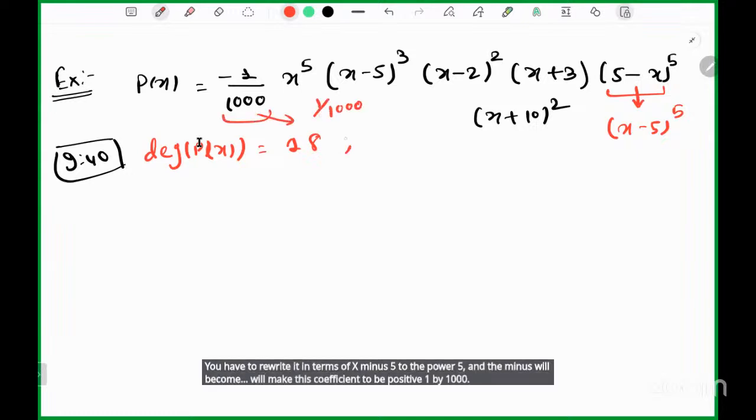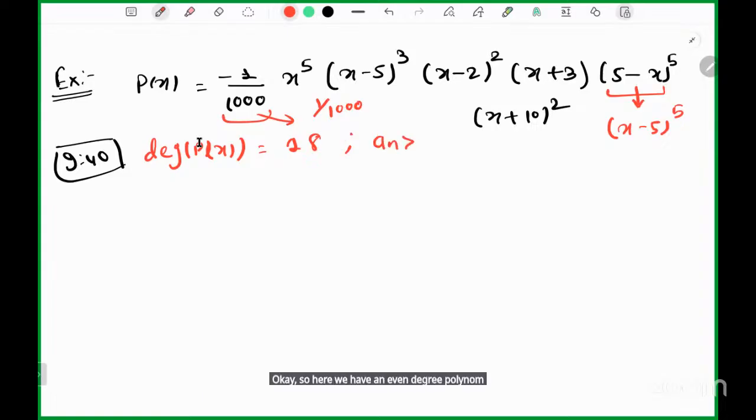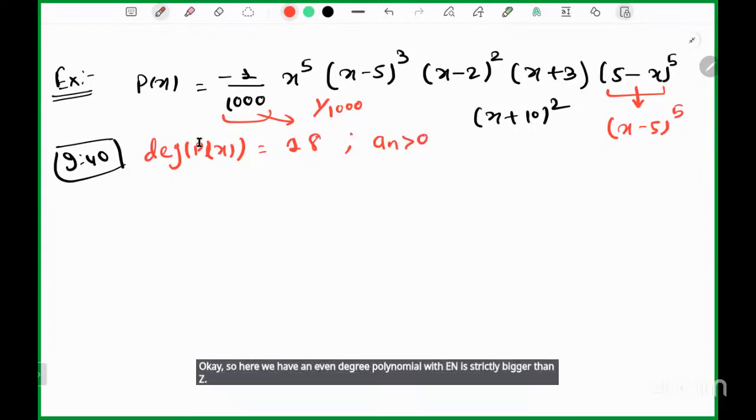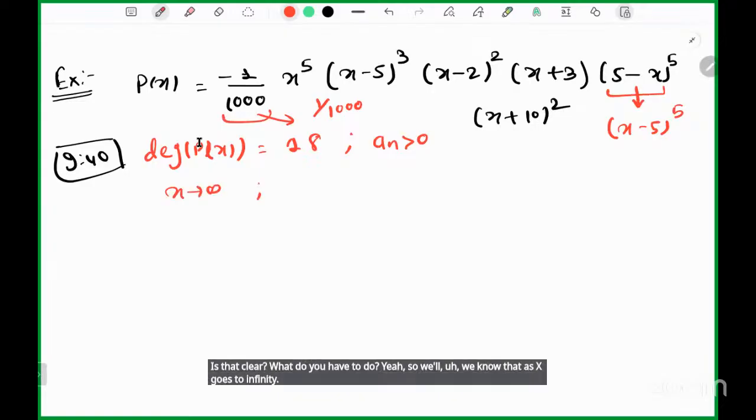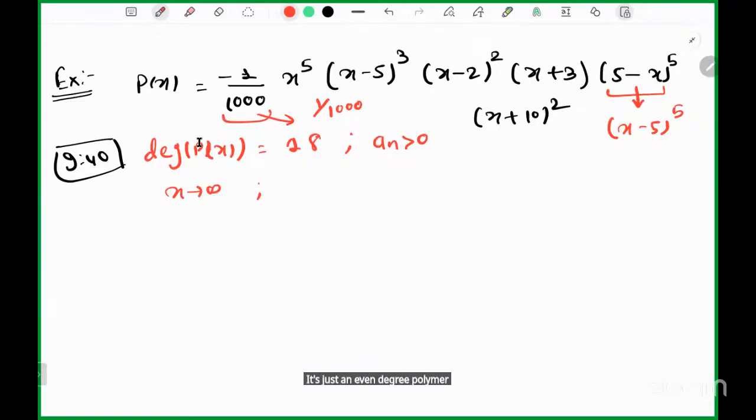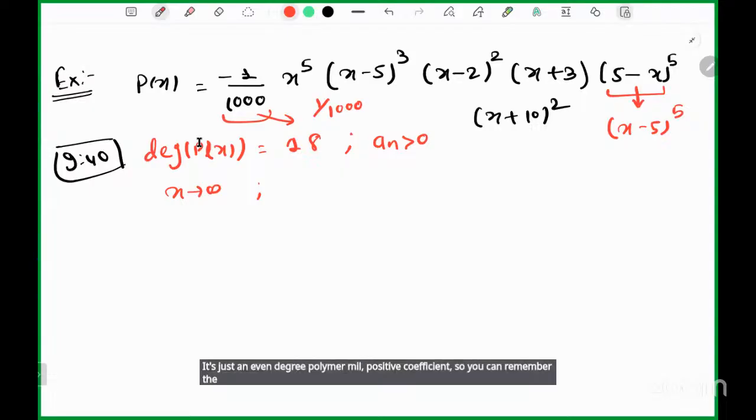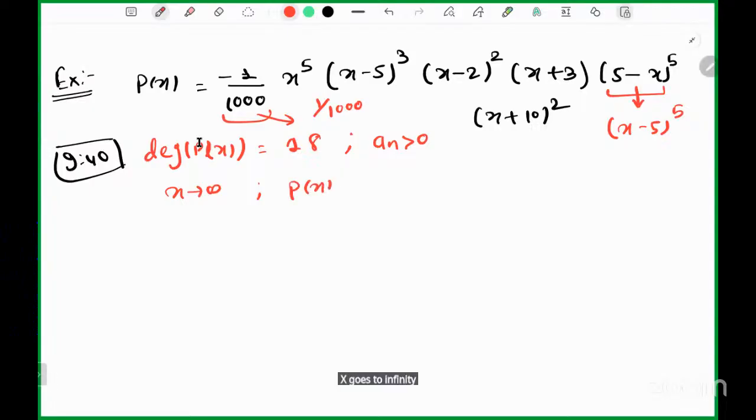Right. So here we have an even degree polynomial with n strictly greater than 0. Is that clear? So we know that as x goes to infinity, it's an even degree polynomial with positive coefficient. So you can remember the graph of x square. So x goes to infinity means p of x also goes to infinity. As x goes to minus infinity also, p of x goes to infinity.